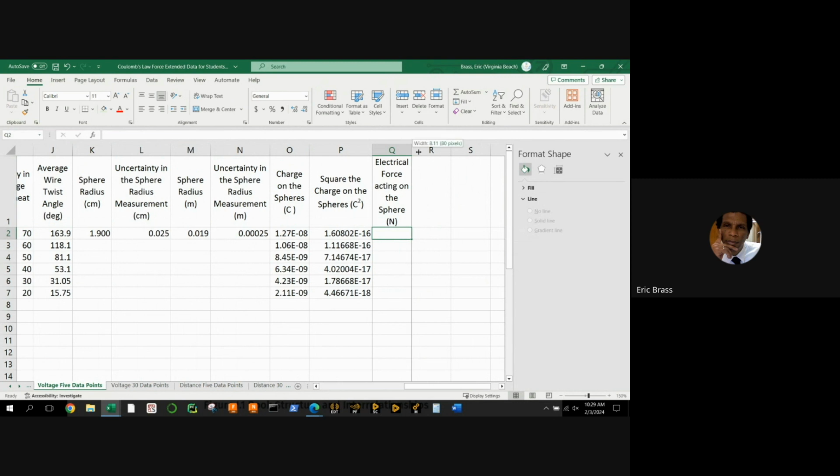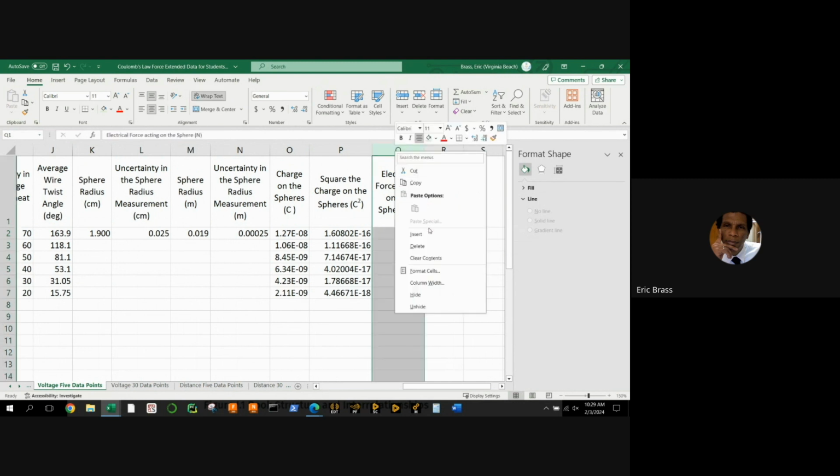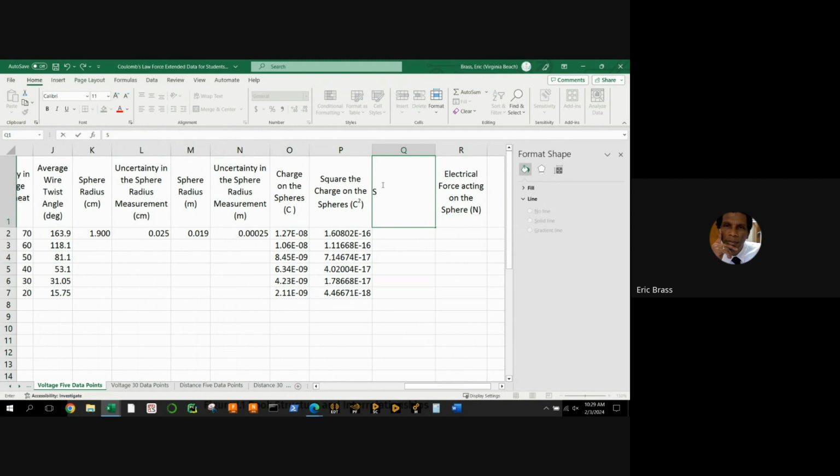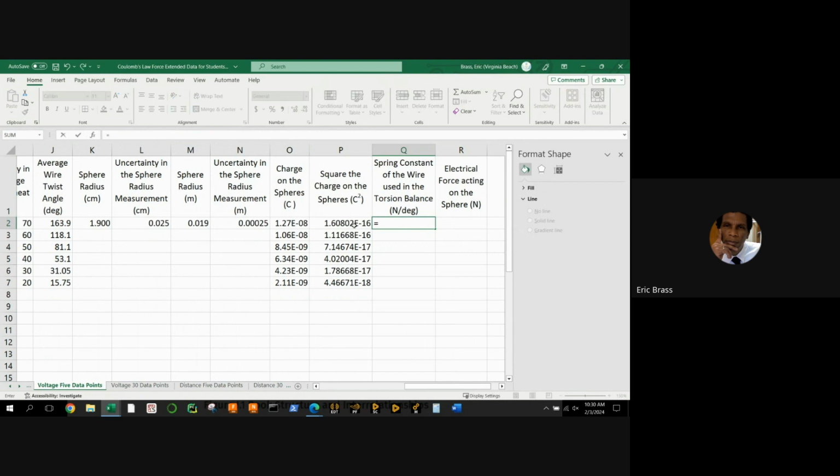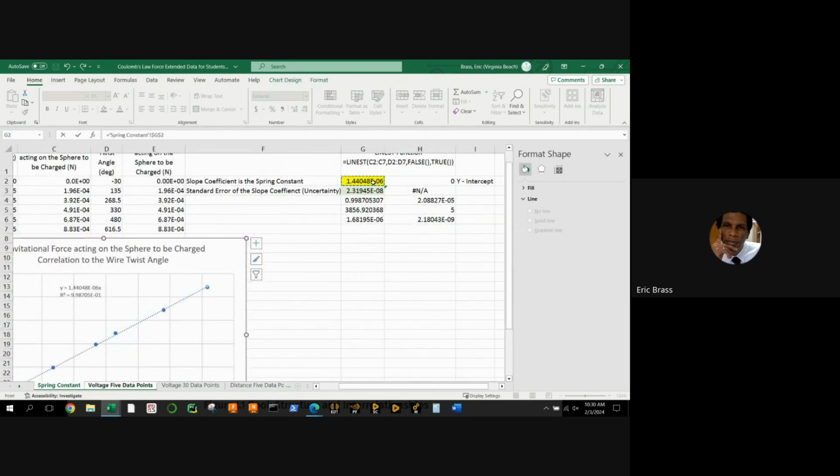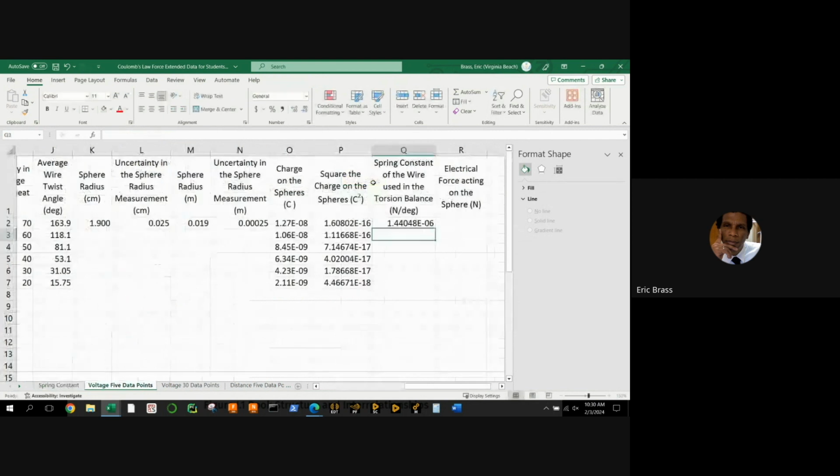So this is calculated using the spring constant. I'm going to just say spring constant here: spring constant of the wire and the torsion balance. Our spring constant will be newtons divided by degrees. So this is equal to, and we found it on our spring constant page, so if I go back, I am going to select this 1.44048. Of course, I can change it.